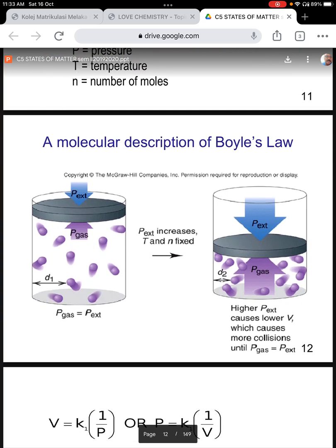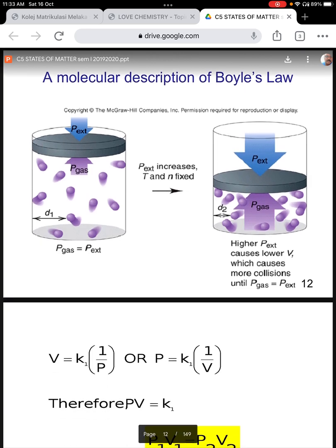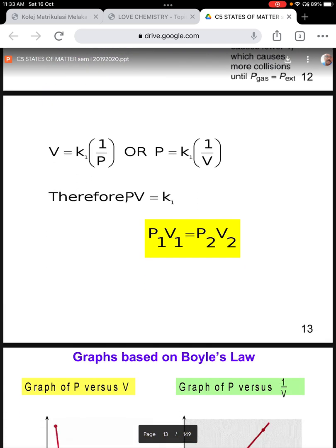A molecular description of Boyle's law. This is similar to our Experiment 4, the home-based experiment. Students can use the simulator to learn this. When the external pressure is increased at fixed mole and fixed temperature, what happens to the collisions? We can see the collisions increase. However, the collisions only increase when the volume becomes lower. Meaning to say, when pressure increases, volume will become lower. Therefore we come to a formula that represents Boyle's law.